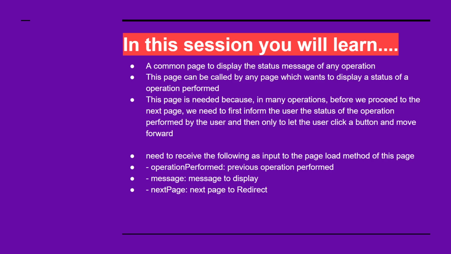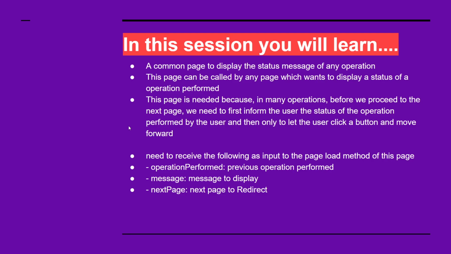So that is what this third bullet point explains about the need of this. Let's read it. We need to first inform the user of the status of the operation, whether it's success or failure, and then only let the user click a button. So we say, okay, user registration success, and then let the user click a button and move forward. In the previous lesson, we gave the message in a label in the same page, but sometimes it's good to have another page for that.